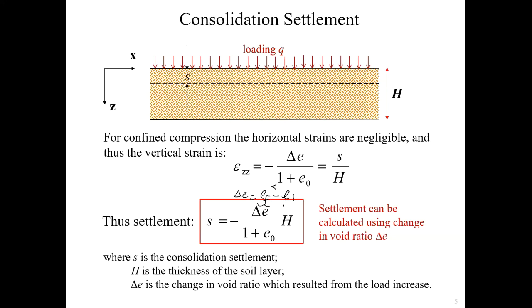Is that right? Yes. So it is negative, but actually when we express settlement, it's normally a positive value. That's why we have a negative sign here, so they can cancel out. So negative times negative gives you the positive settlement of the soil. Yeah, got it. Thank you. Okay.